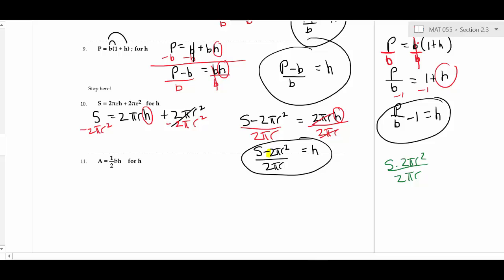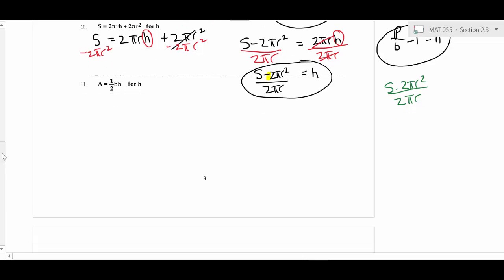Now I'm going to show you something a little bit different on number 11. I think what most students would do, and it's not incorrect, by the way, if you solved for h, is do this. If anybody tried to work the problem out, I wouldn't be surprised if that's what you did. I don't like that answer very much, though. It's kind of sloppy. It's got a fraction and a fraction.